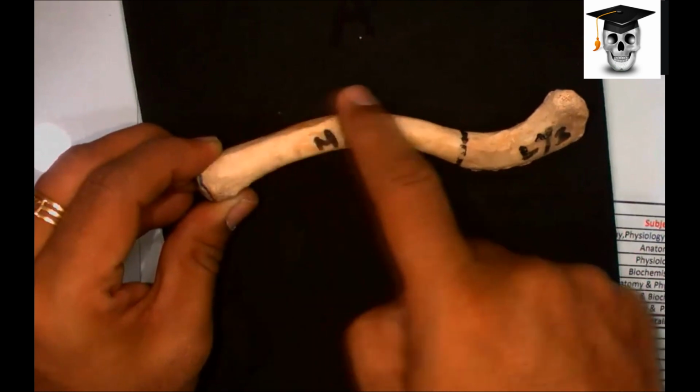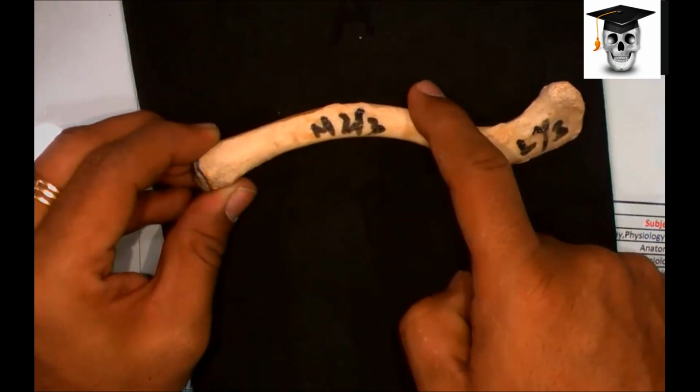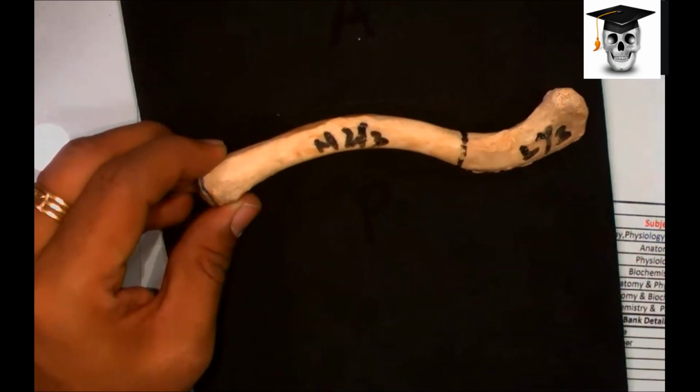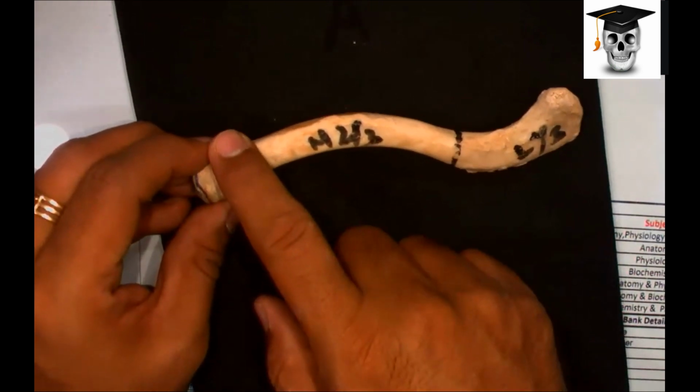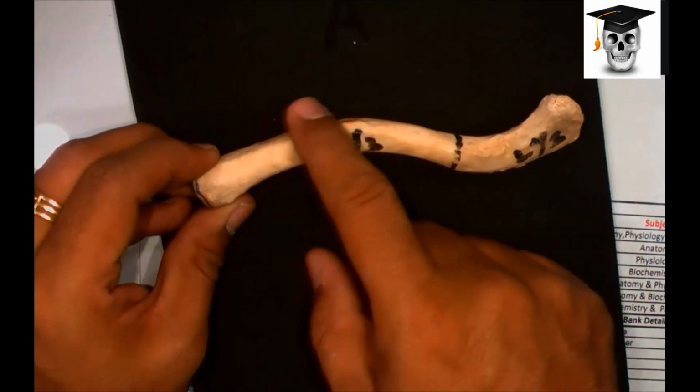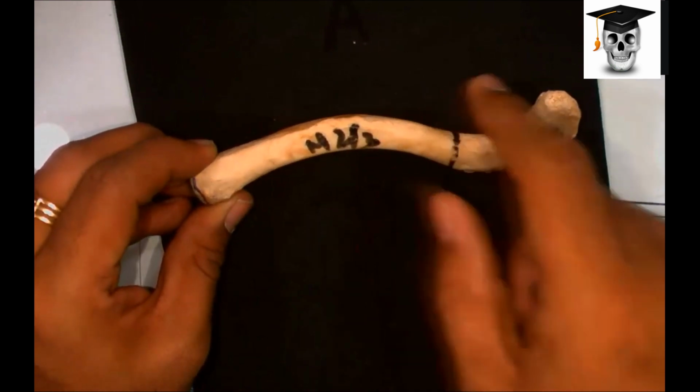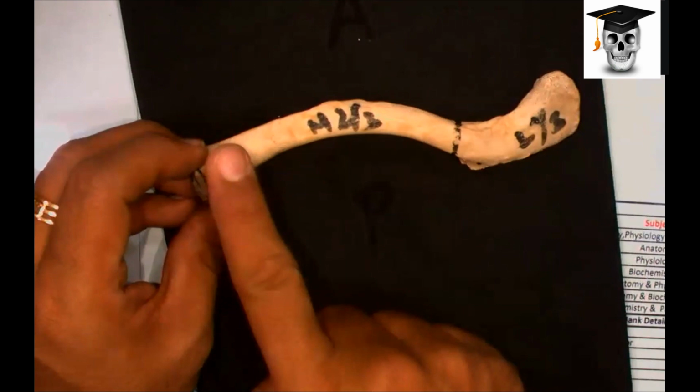So what is attached to the anterior surface? The anterior surface gives attachment to the pectoralis major. Pectoralis major is a chest muscle, a bulky muscle. This we call the clavicular fiber of the pectoralis major. Then you come back to the superior surface.